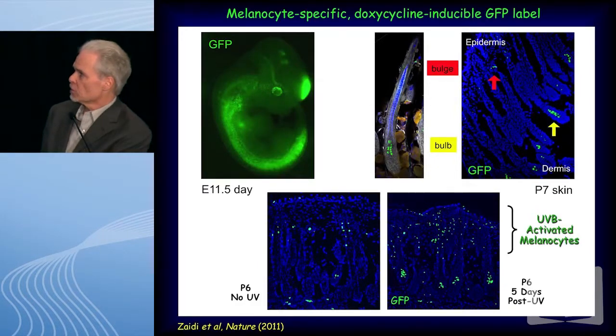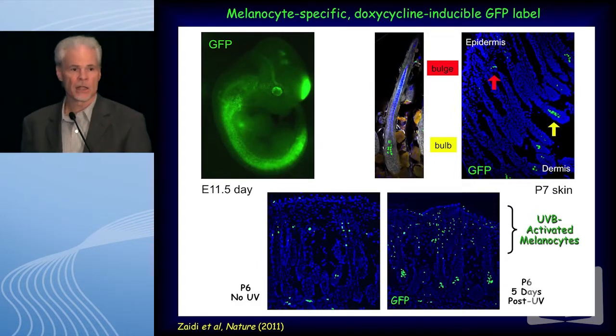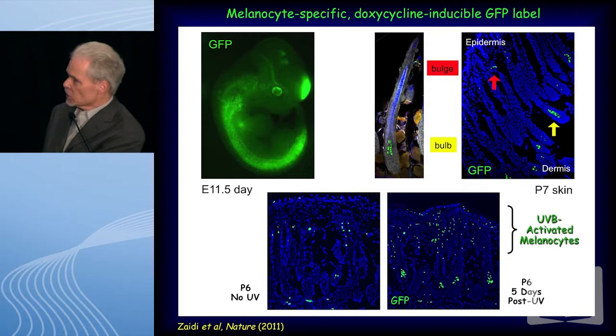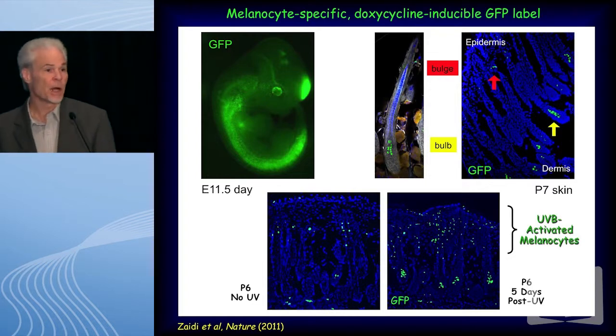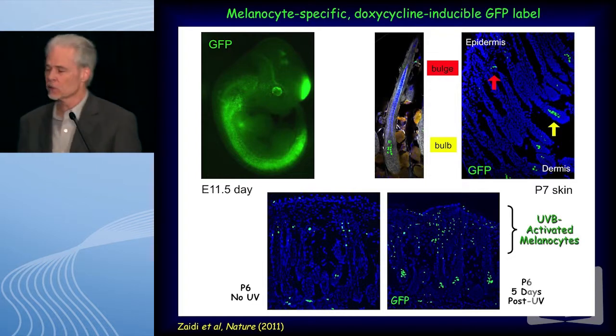So here's an example of the embryo from this mouse. All these dots are melanoblasts except the telencephalon, which is very positive for DCT and then disappears later.